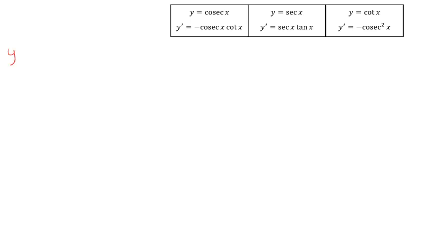So I'm going to go through the last one now, which is differentiating cot of x. So first of all, I'm going to write down what I know about cot. I know it's 1 over tan. So I could write this as tan of x to the power of minus 1.